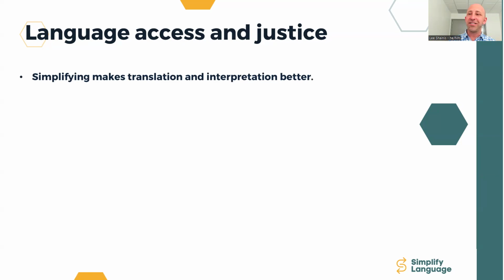If you take a long, dense document in English and translate it, it's going to be long and dense in other languages, and people will probably not access it. So if you spend some time simplifying the English version first of whatever you're translating, it's going to make it easier for the translator. It's going to make better translation for the people receiving it in their home language. It's also going to save you time and money.